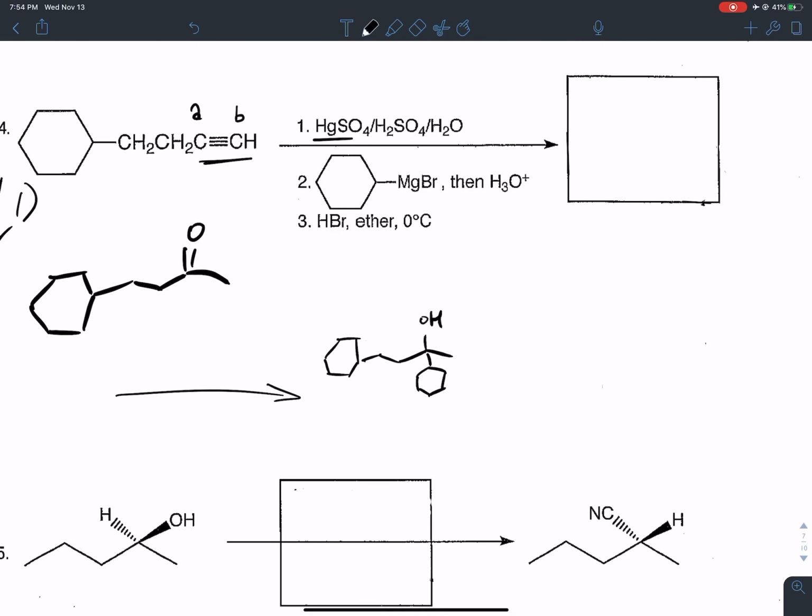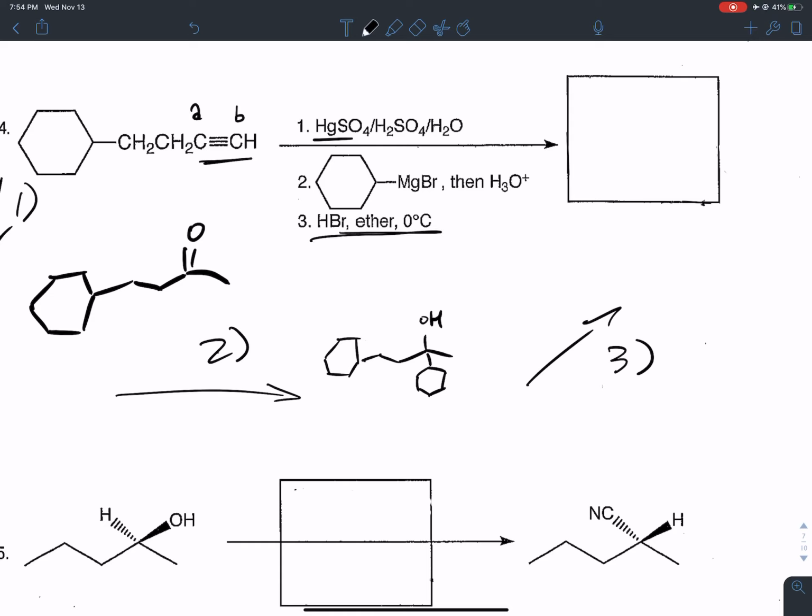Awesome. That's step 2. Step 3, HBr, ethers, 0 degrees Celsius. We talked about this one, didn't we? Remember, that was the alternative to PBr3. So remember, they're kind of diametrically opposed.